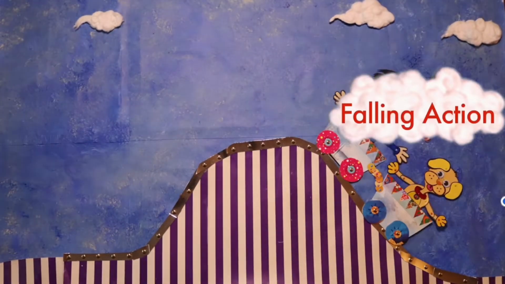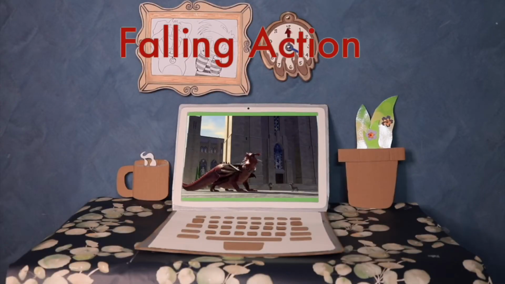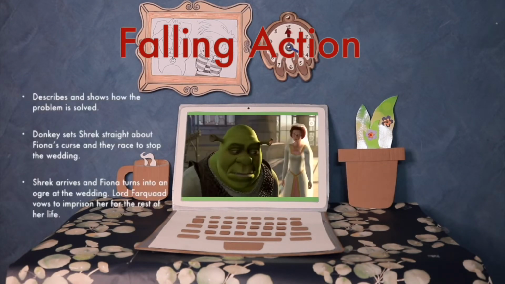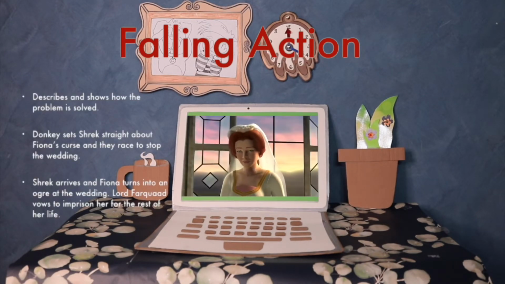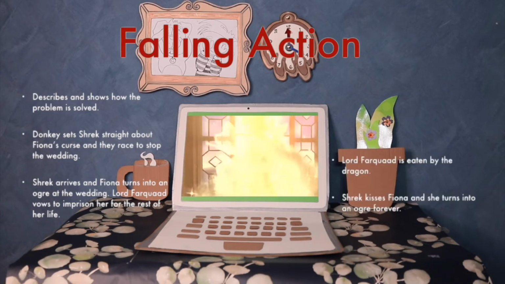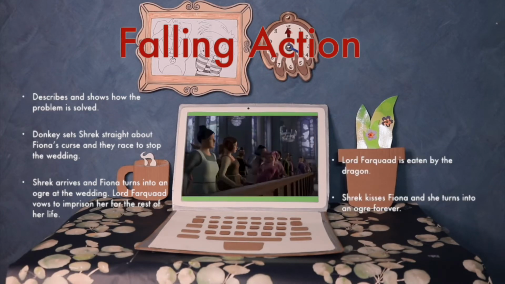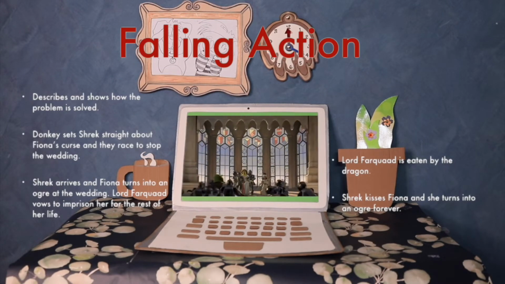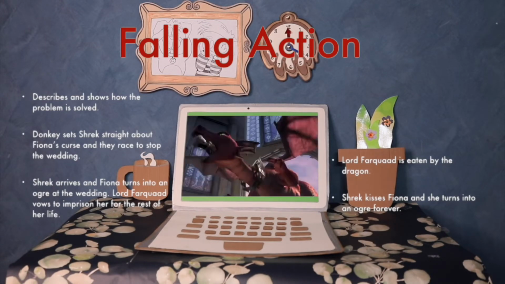Falling action is the 1 or 2 events after the climax where the character works towards reaching a solution or solving the problem. During the falling action, there is a decrease in tension as it ties up the loose ends and answers any questions the readers might have.